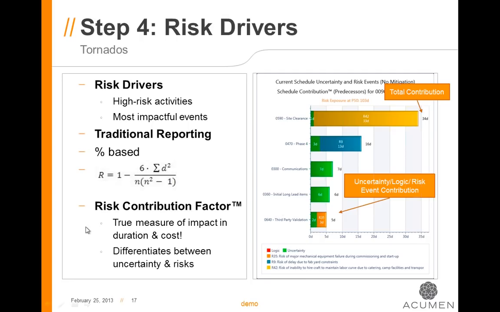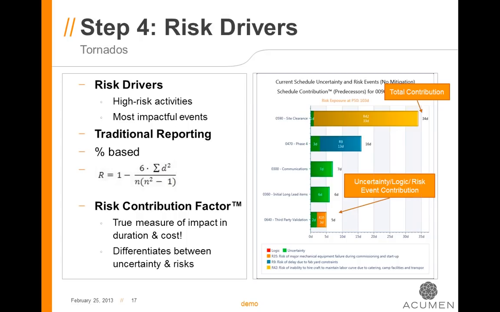Finally, the risk contribution factor as well. True measure of impact and duration of cost helps you differentiate between uncertainty in the green and then the risks, which are color-coded according to the legend down below. For the first time, you're going to know how those 3-point estimates are impacting your scheduled activities, in addition to knowing how your documented risks by days are impacting your activities.